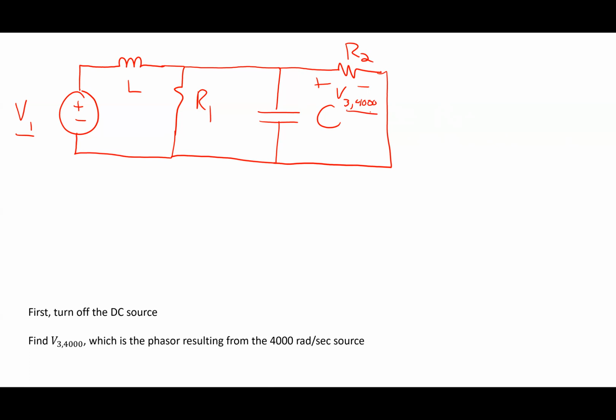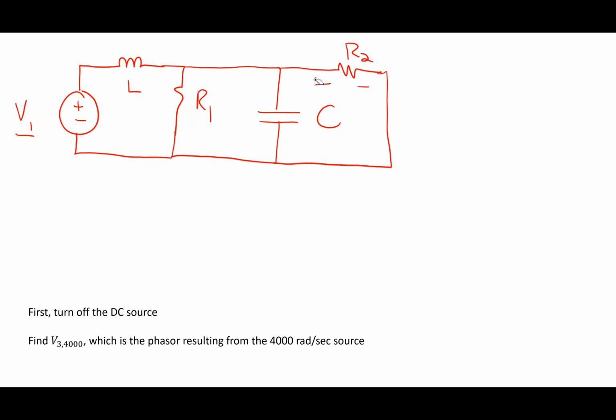Now, what should I do? What would you do? I look at this and say I've got 3 things in parallel here, right? That's the way I would do this. If you did mesh analysis, it'd be nuts. You could do that, but that's crazy because I've got 3 meshes and it'd be a lot of work. I could do nodal analysis. How many nodes do I have to solve for here? 1.